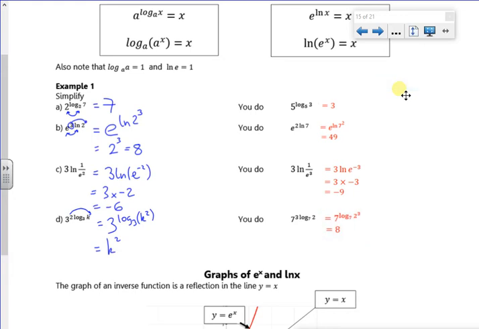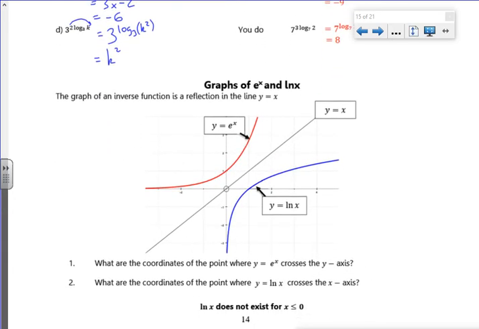Okay. Right. So I said to you that they're inverses of each other, which means that they are a reflection in the line y equals x. And we do a lot more on inverses, like proper inverses, next year. So it asks us, what are the coordinates where e to the x crosses? So it crosses at 0, 1. And where this one crosses is at 1, 0.